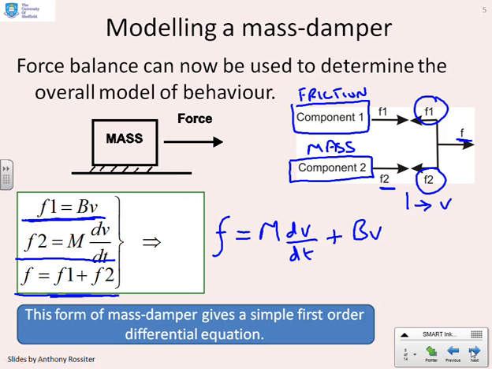So there we go. This form of mass damper gives a simple first order differential equation. You've got the force applied F, and that gives you mass times acceleration plus some constant times velocity. So the motion of a car, simplistically with a fixed engine force, is governed by a simple first order differential equation.